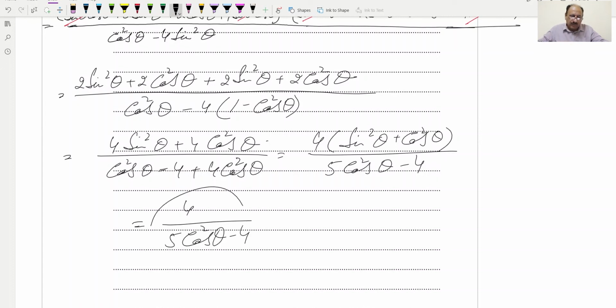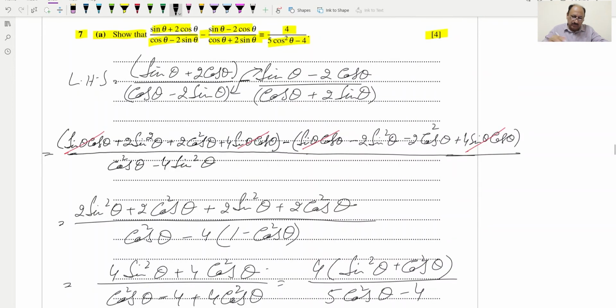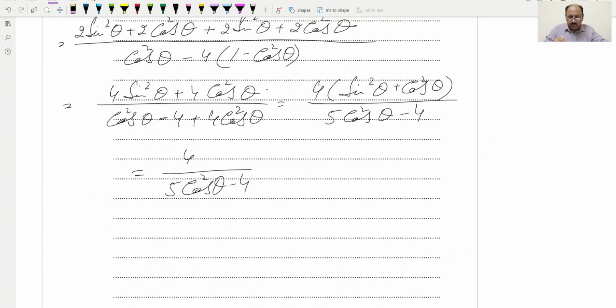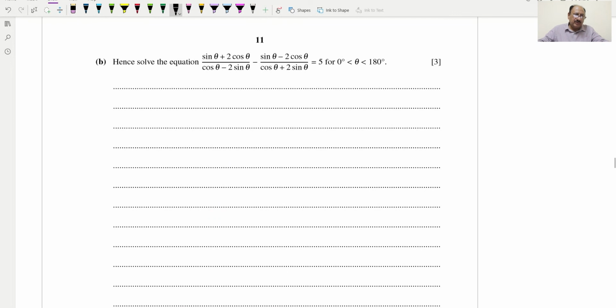and this is our right hand side. So basically this is equal to right hand side, so we can say left hand side is equal to right hand side. So this is done. Now we can move to the B part, and B part says hence solve the equation. This one is equal to 5, and this is a 3-mark question.